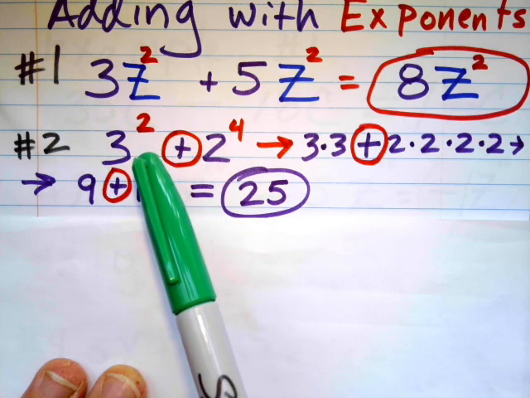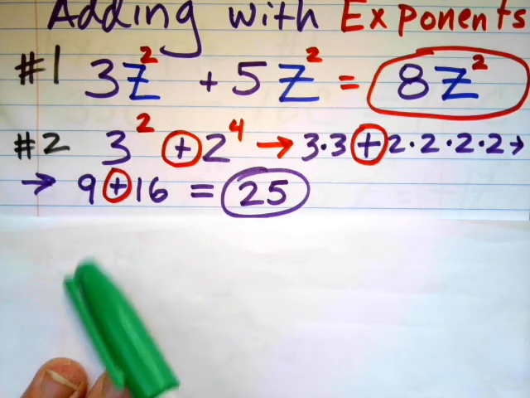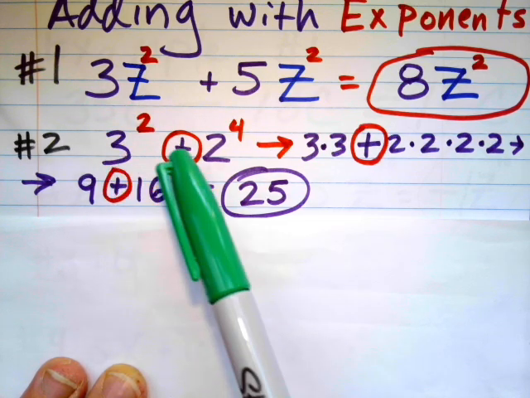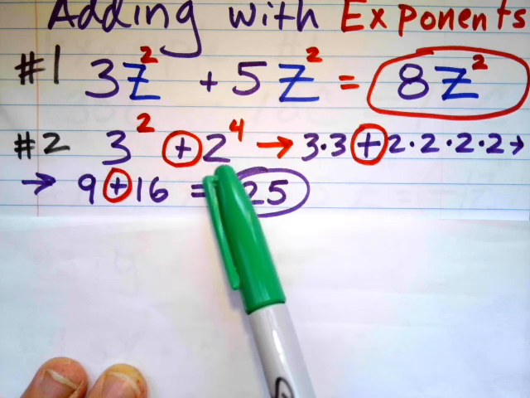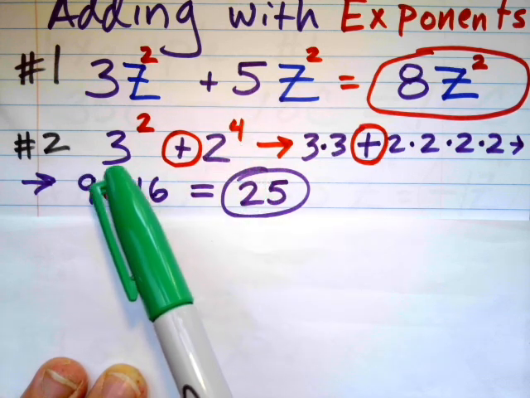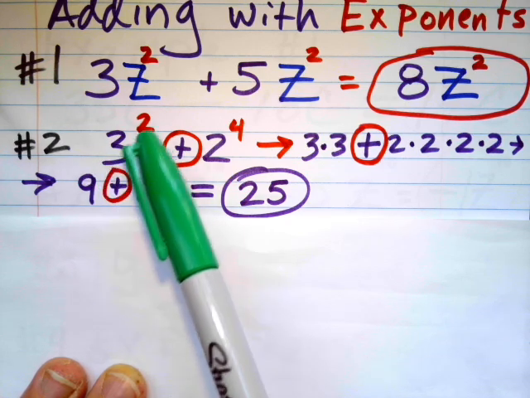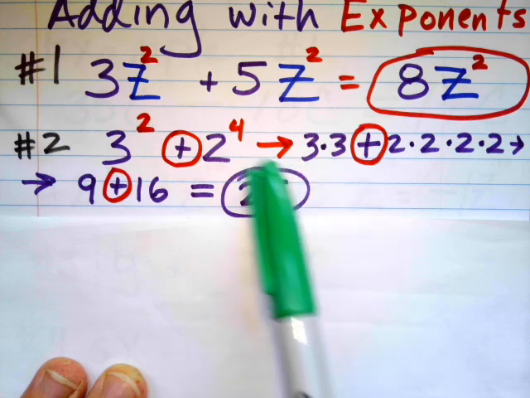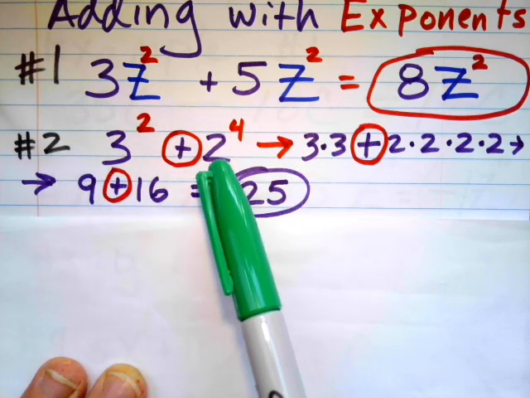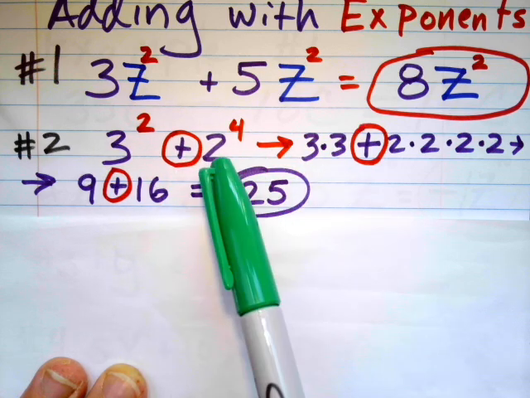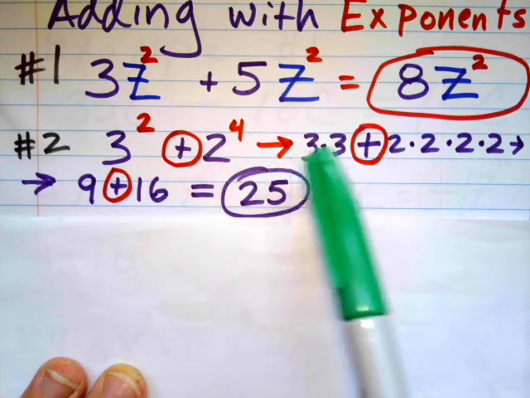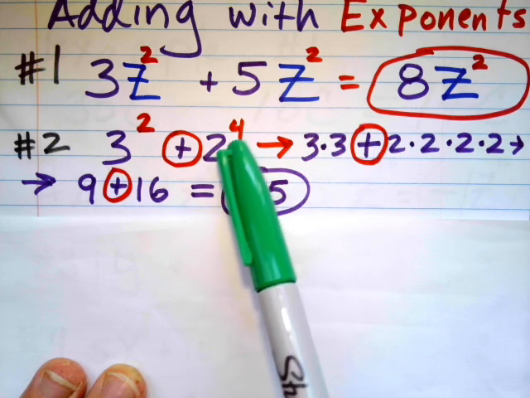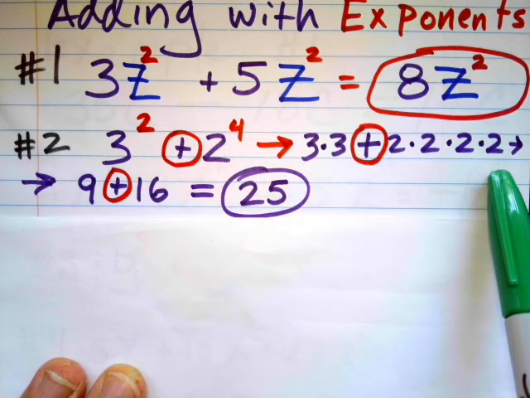If you haven't seen my video on multiplying with exponents, I want to show you how you can break this term down, 3 to the second power plus 2 to the fourth power, into its simplest form, which is called expanded form. So 3 to the second power means 3 times 3. If you're ever asked to simplify a problem like this, you absolutely can. Plus, 2 to the fourth power means 2 times 2 times 2 times 2, so 2 times itself 4 times.